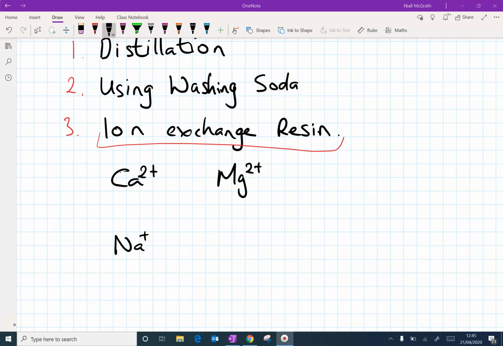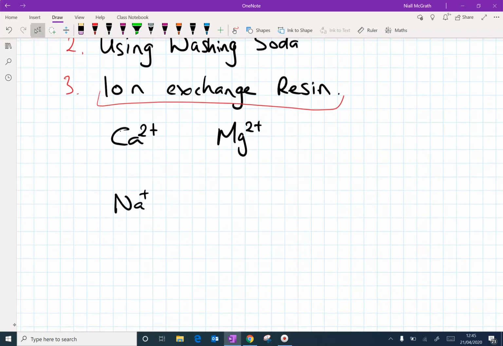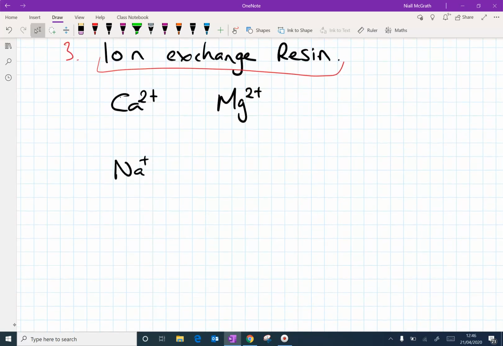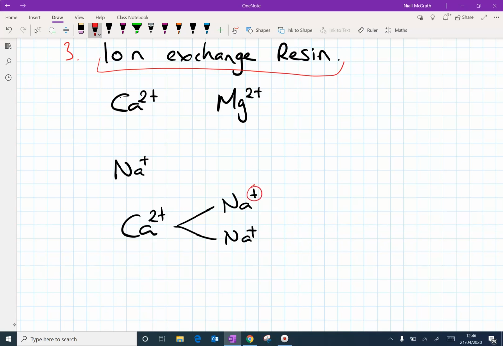So in order for those sodiums to replace the calcium and the magnesium, you have to exchange 1 calcium for 2 Nas. So you'd have calcium Ca2+. If you remove the calcium 2+, you will then have 2 Na+. That is just to balance your charges.